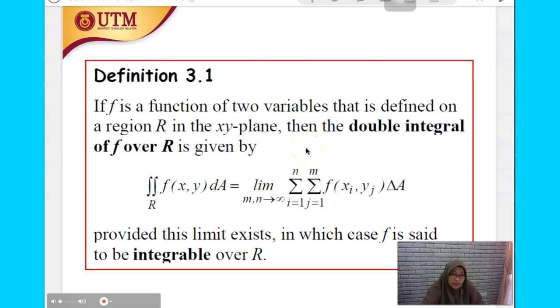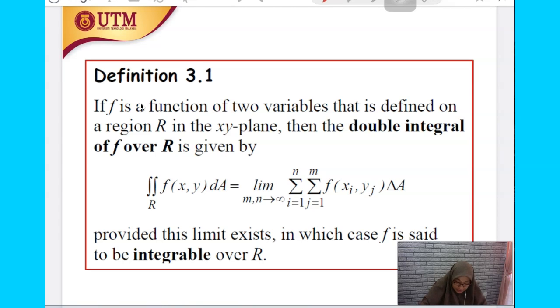Okay, so now this is the formal definition of the double integral. If f is a function of two variables, so now we define the integrand here. If f is a function of two variables that is defined on a region R on the xy plane, then the double integral of the function f over the region R is given by this one. Okay, so that is the formal definition of the double integral.